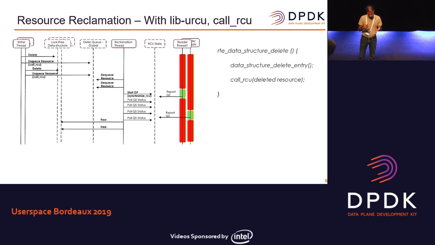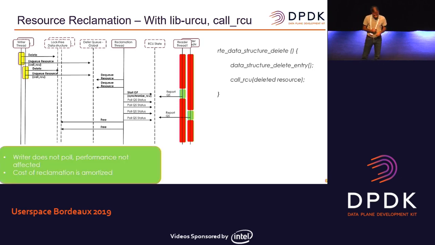So a delete API would look like this. It would go ahead and delete an entry, and then it would go ahead and call call RCU, which puts that deleted resource onto the defer queue. So what are the advantages in this method? Writer does not poll anymore, so the writer thread's performance is not affected, as in the previous case.